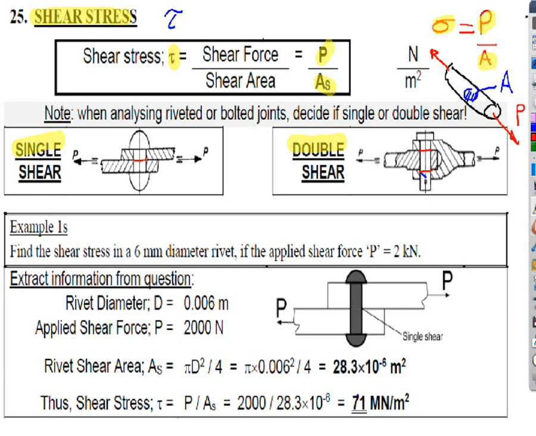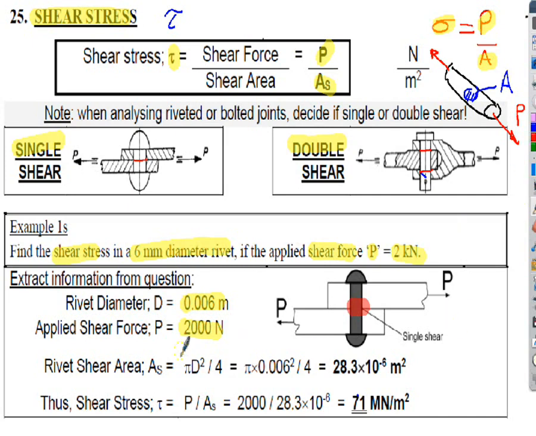The example below, example 1, is exactly the kind of thing we're going to do in a moment. So this is a question to find the shear stress in a 6mm diameter rivet, shown in the diagram, when we apply a shear force, which is the P, of 2,000 newtons, 2 kilonewtons. I've worked this through in meters here, so I put my diameter, 6mm, into meters, so 0.006 meters. And the force of 2 kilonewtons I've written as 2,000 newtons. Obviously I can work out the area of the rivet, because that's what's in shear, this area through here, that's in shear. And I can work out the area of that.